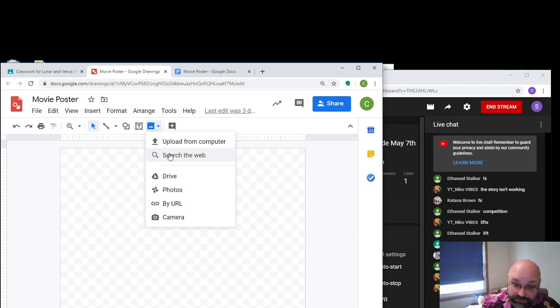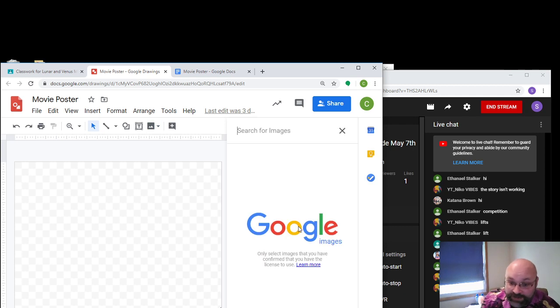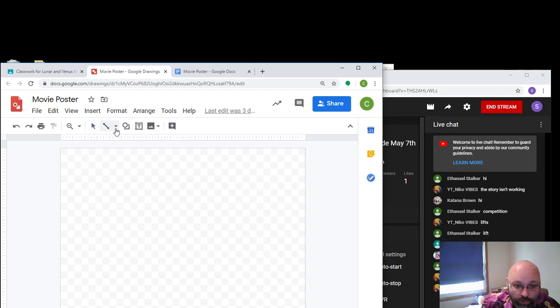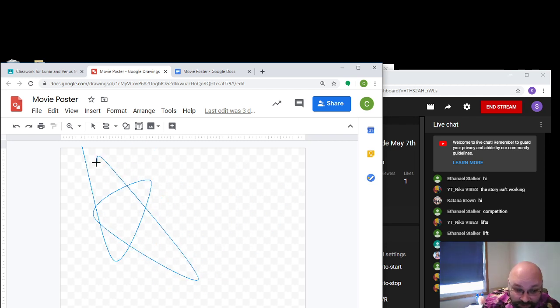So you could just type in crocodiles or whatever and get some pictures on there. Or you can actually draw lines with the different options on here as well. So if you want to try to work this out, you can give that a shot. I have not played with Google Drawings much, so I'm going to be way less helpful on this than the other options. I seem to have just made a mess, so I'll get rid of that.